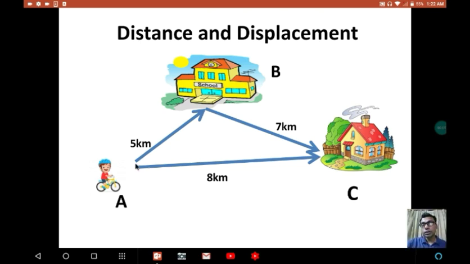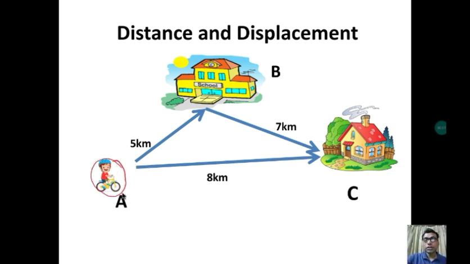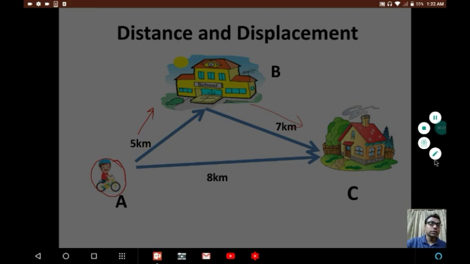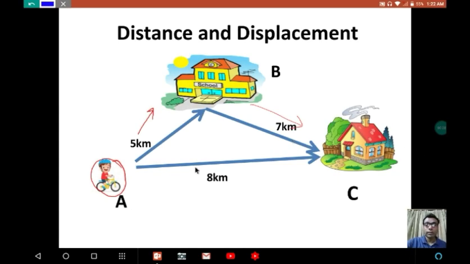In this case, our object, a child on a cycle, is moving from path A to B and from B to C. What is the distance total covered in this case? Distance covered is the sum of this path. So we can say the distance covered is 5 plus 7, that is equal to 12 kilometer.